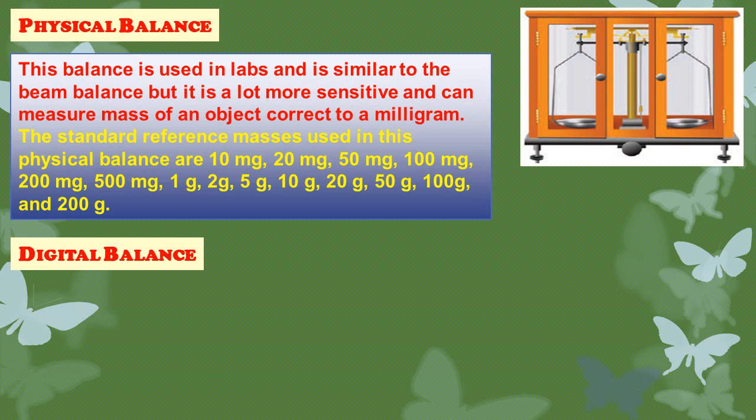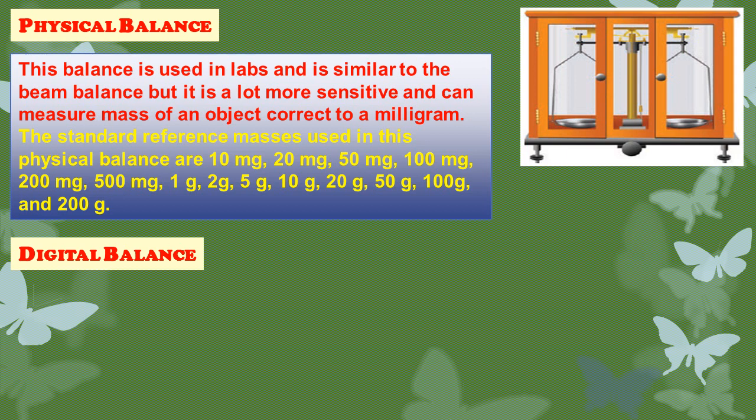You can see this physical balance commonly in jewelry shops. Have you seen this? They open this door and place the gold and the weighing masses here, and they close the door because the air can change the mass on both sides.